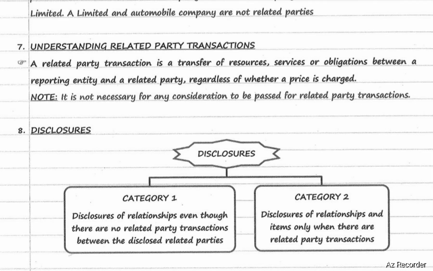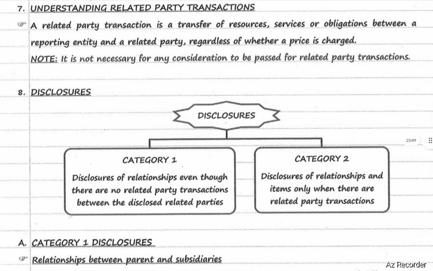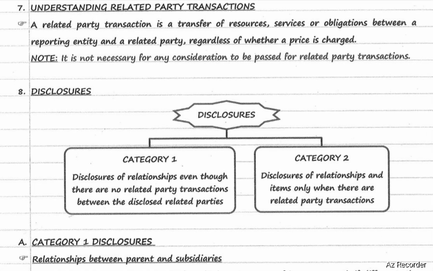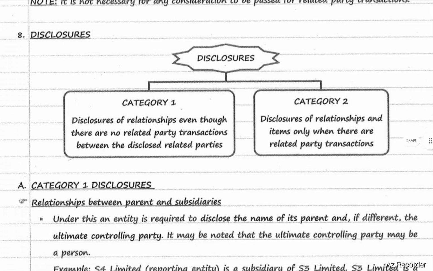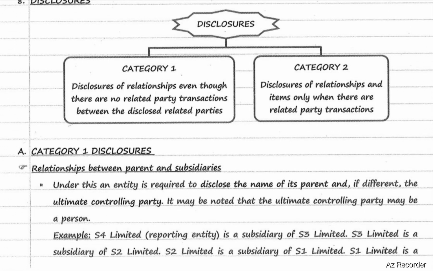Disclosures. Category 1, first disclosure: disclosure of relationships, even though there are no related party transactions between the related parties. Category 2: disclosures of relationships and items only when there are related party transactions. Another category 1 disclosure: relationship between parents and subsidiaries. Under this, an entity is required to disclose the name of its parent and, if different, the ultimate controlling party. It may be noted that the ultimate controlling party may be a person also.